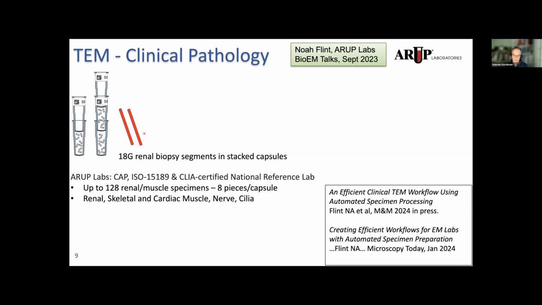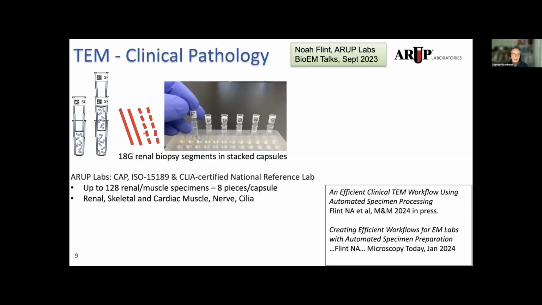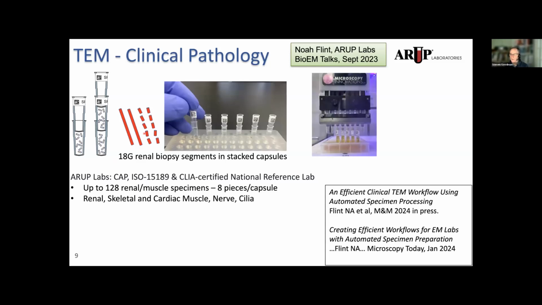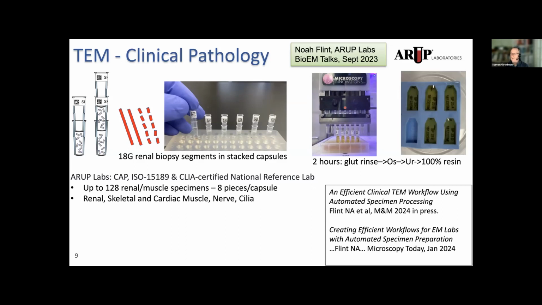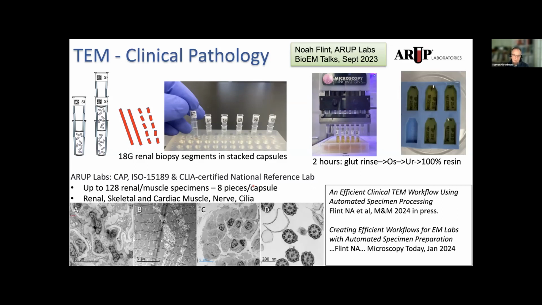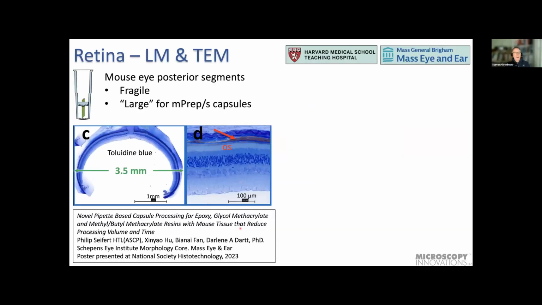18-gauge renal biopsy segments are received at the lab. They're cut into small pieces, and then they're placed into stacked capsules. They're attached to the ASP 1000 in his particular lab, and it's roughly a 2-hour protocol, and then samples are flat embedded. And here's some examples of the kinds of things. So most of their work is with renal and muscle samples, but they also do nerve and cilia. I won't talk more about that here. So Phil, here's your work.